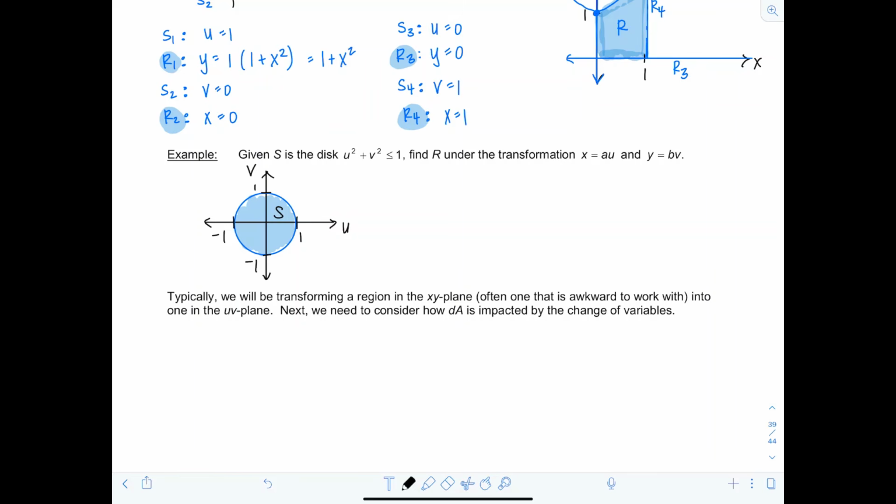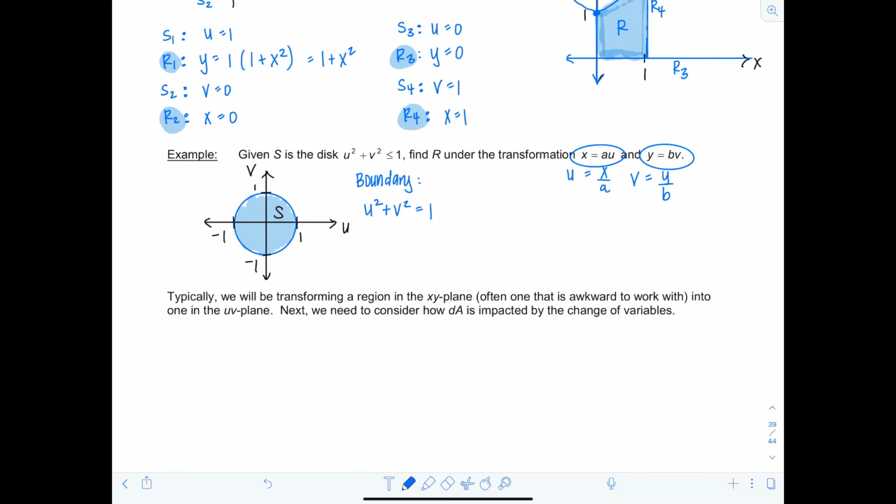All right. What is the equation of the boundary? Remember last example, we broke up the boundary into 4 segments. I can just easily express the equation of the boundary as u squared plus v squared equals 1, right? All of the points on that circle. And remember, the transformation I need to apply is x is equal to a times u and y is equal to b times v. So let's go ahead and do that. That means u is equal to x divided by a, and v is equal to y divided by b.